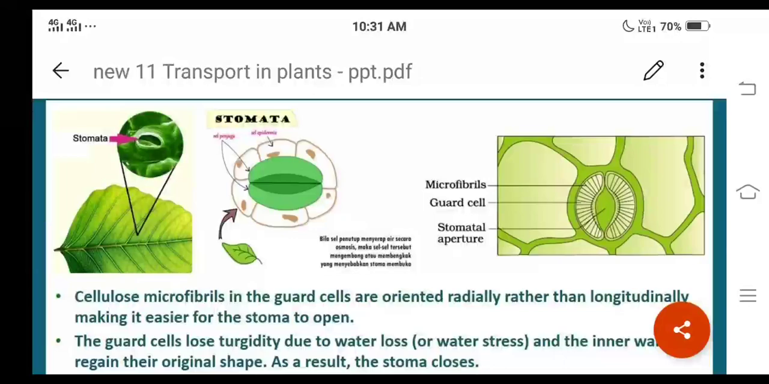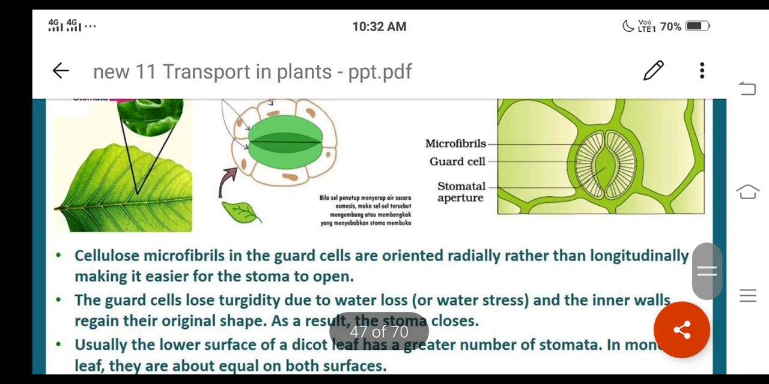And regarding the closing of the stomata, what will happen here? The guard cells lose the turgidity. It means when the guard cells lose the turgidity due to water loss or water stress, the inner walls of the guard cells regain their original shape. As a result, the stoma will close, right? This is the brief explanation about the opening and closing of stomata.